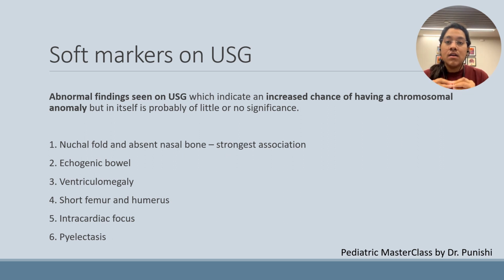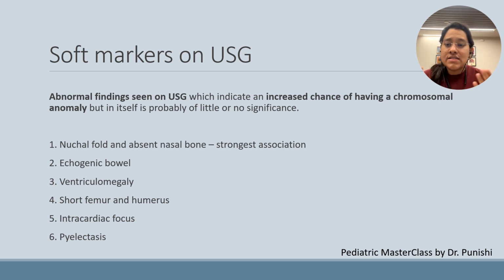Okay, these are the two commonest markers with the strongest association with Down syndrome. If you have increased nuchal translucency and absent nasal bone or hypoplasia of the nasal bone, and that's the reason why if you see kids with Down syndrome, they have a flat nasal bridge because of underdeveloped or absent nasal bone. So if you have increased NT or absent nasal bone, they are very strong predictors of probably having a fetus with Down syndrome.